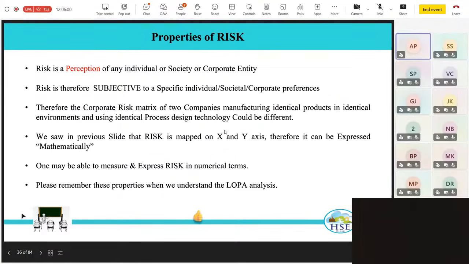So, properties of risk. Now, since you understood the concept of risk, let us understand what the properties of risk are. Risk is a perception. First, understand this. Risk is a perception of any individual or a society or a corporate entity. Therefore, risk is subjective to a specific individual, society, or corporate person.